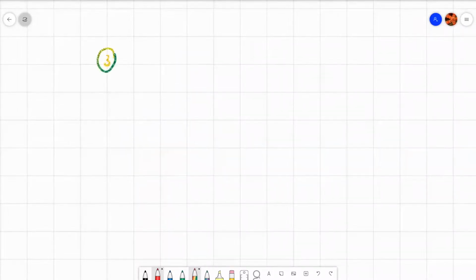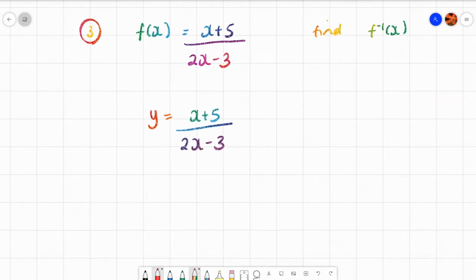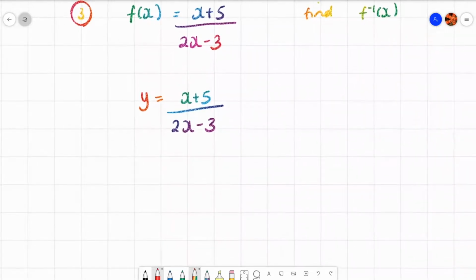Number 3. What about if you have something like this? f of x equals (x plus 5) all over (2x minus 3). Okay, so remember, start off, find f minus 1 of x first. So replace that, so y equals (x plus 5) over (2x minus 3). Now rearrange to get x equals.